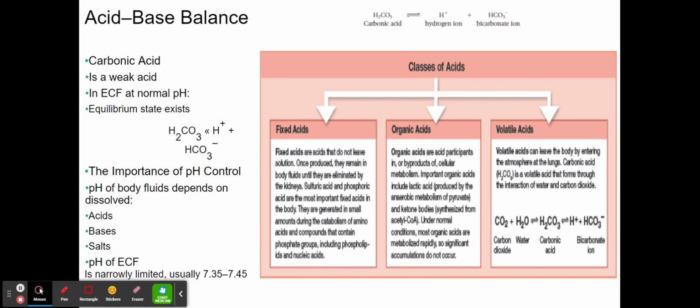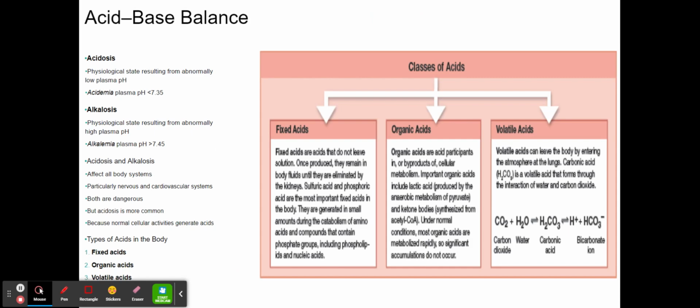Any deviation from the normal range is extremely dangerous. Changes in hydrogen concentrations disrupt the stability of the plasma membranes, alter the structure of proteins, and change the activities of important enzymes. You could not survive long with an ECF pH below 6.8 or above 7.7. When the pH of blood falls below 7.35, acidemia exists. The physiological state that results is called acidosis. When the pH of blood rises above 7.45, alkalemia exists. The physiological state that results is called alkalosis.